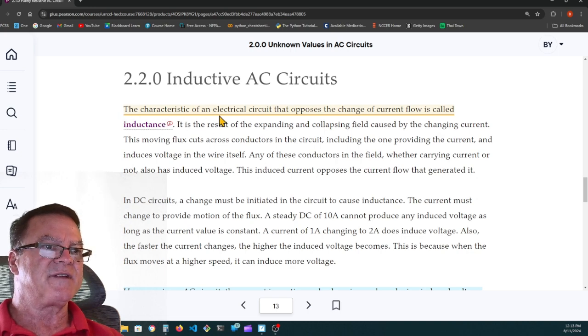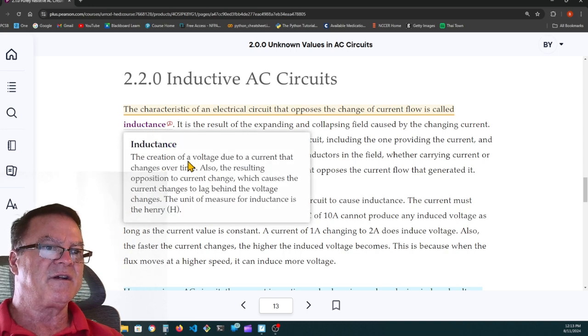This is a highlight. It says the characteristic of an electrical circuit that opposes the change of current flow is called inductance. Inductance is the creation of a voltage due to a current that changes over time. Also, the resulting opposition to current change, which causes the current changes to lag behind the voltage changes. The unit of measure for inductance is the Henry.